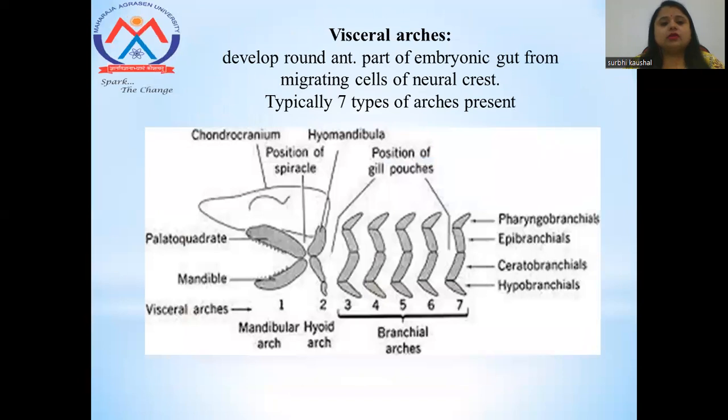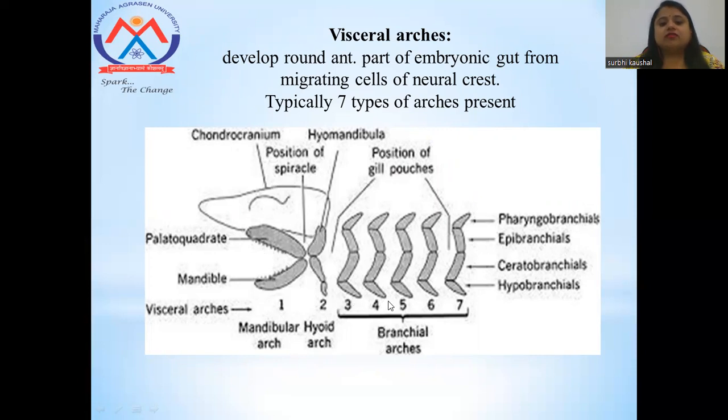Now, what are the visceral arches? They develop around the anterior part of the embryonic gut from the migrating cells of the neural crest. It is mainly of 7 types. First is the one which forms our lower and upper jaw. It is the mandibular arch. It is divisible into 2 jaws, that is the upper jaw, which is known as palatoquadrate, and the lower jaw, which is known as mandible. Second is the hyoid arch. It is known as hyomandibular.